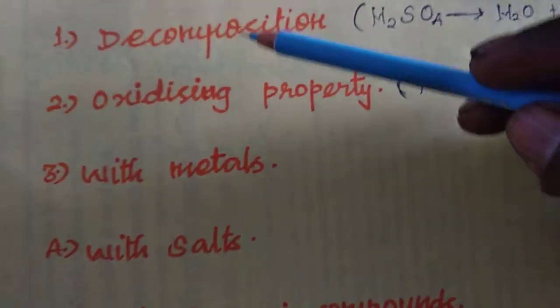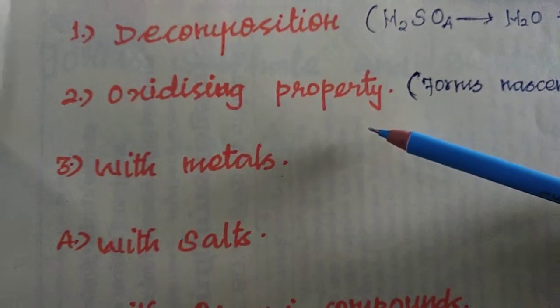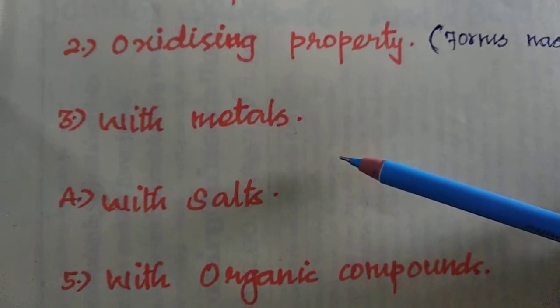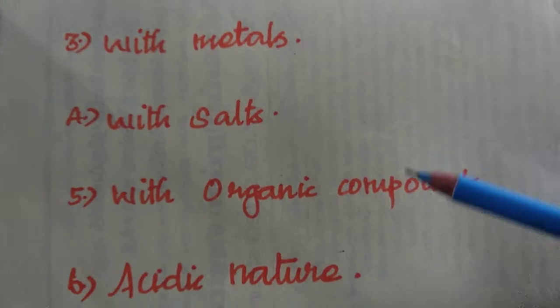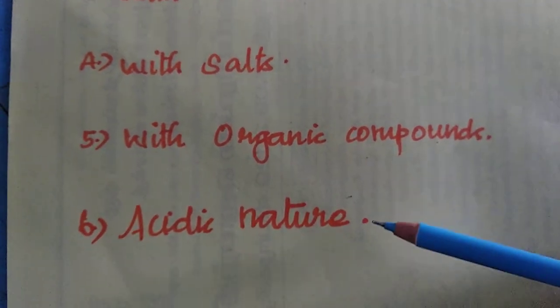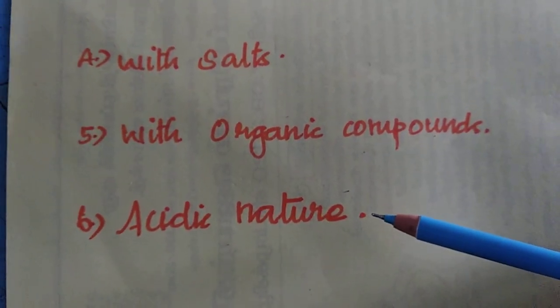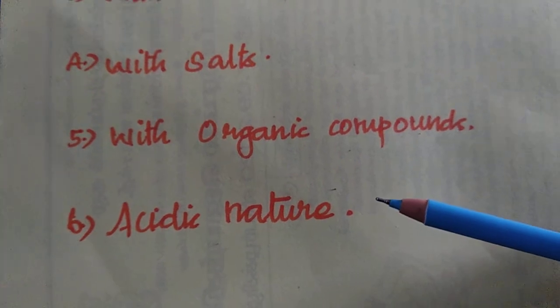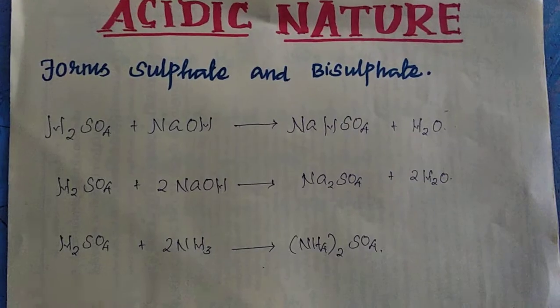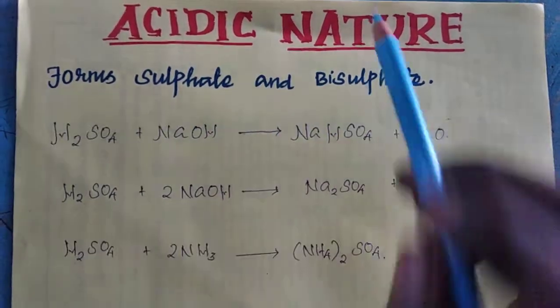What are they? The first one is decomposition, oxidizing property, reaction with metals, reaction with salts, reaction with organic compounds, and the acidic nature of sulfuric acid. Okay, let us see them. Okay, my first one is acidic nature.